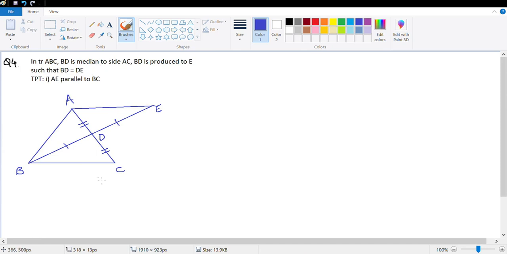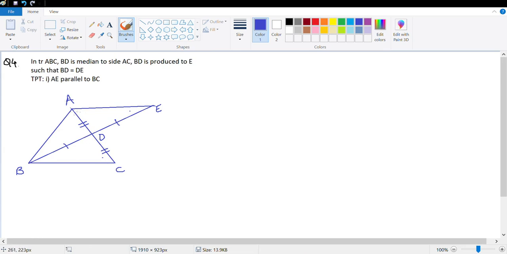So let's see if I can prove any of these two angles equal. If alternate angles, which means angle A here and angle C, or angle E and angle B. Let's see what I can prove congruent. So let's look at the question if I can figure out something.